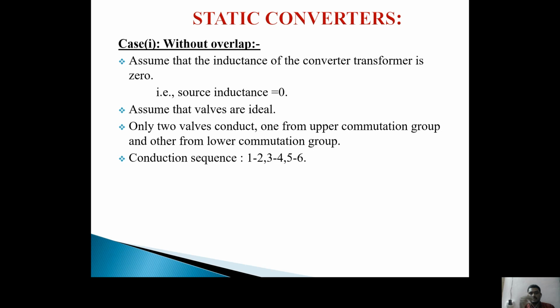So assume that the valves are ideal. Here only two valves conduct, one from the upper commutation group and the other from the lower commutation group. The conduction sequence is 1, 2, 3, 4, 5, 6, like that. The conduction goes from 1 to 2, 3 to 4, and 5 to 6, and so on. The cycle repeats.